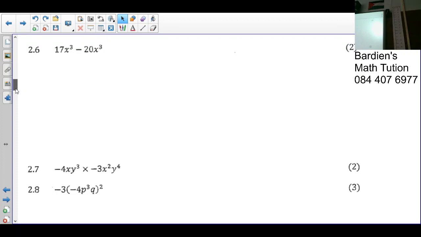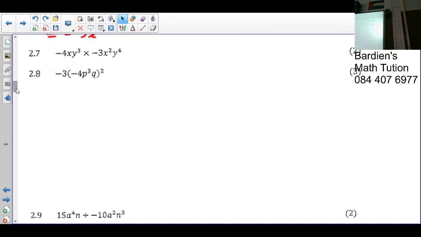2.6. 17x cubed minus 20x cubed. Are they like or unlike? Like. So 17 minus 20, negative 3x cubed. Not 6. Why not? You're subtracting. When you're adding and subtracting, the variables stay the same. Yes, well done.